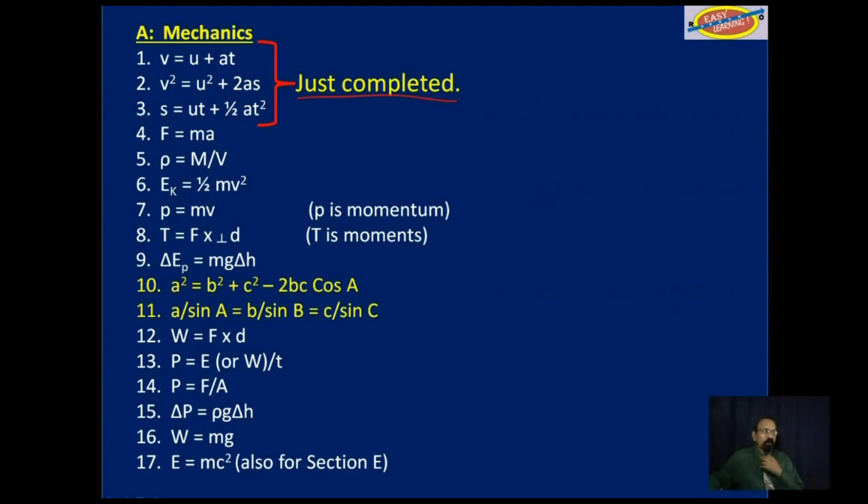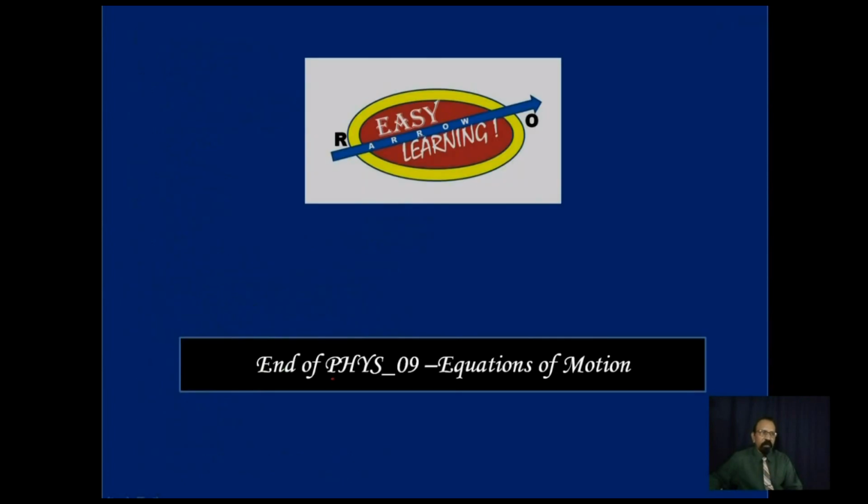So out of these 17 equations, we have completed 15, and we are only left with these 2 to consider in the next video. And that brings us to the end of Physics 09, Equations of Motion.